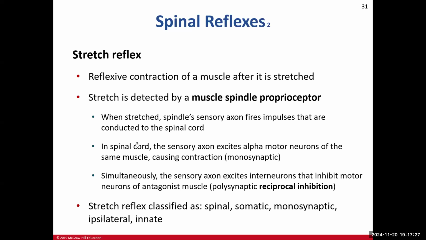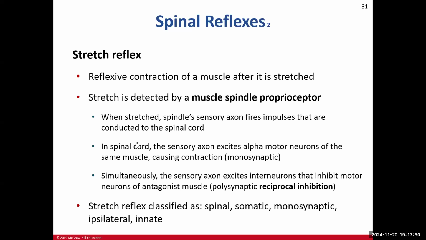And it's monosynaptic, so it's going to be fast, really fast. So when that muscle starts to contract, it's not going to be stretched anymore. So we stop that. But in order to make sure that we do not have that triceps getting stretched, we need to take out the antagonistic muscle.